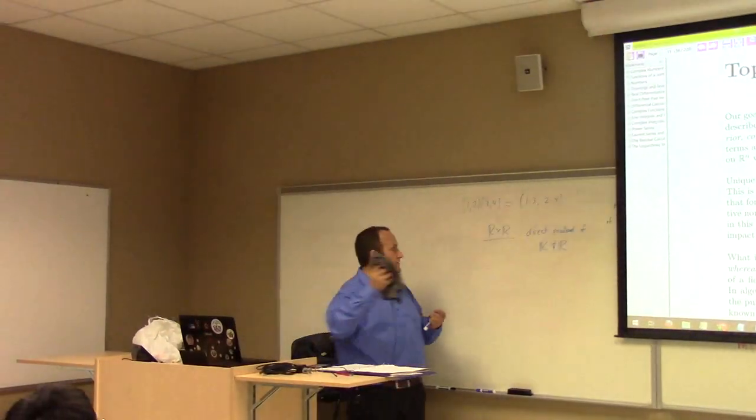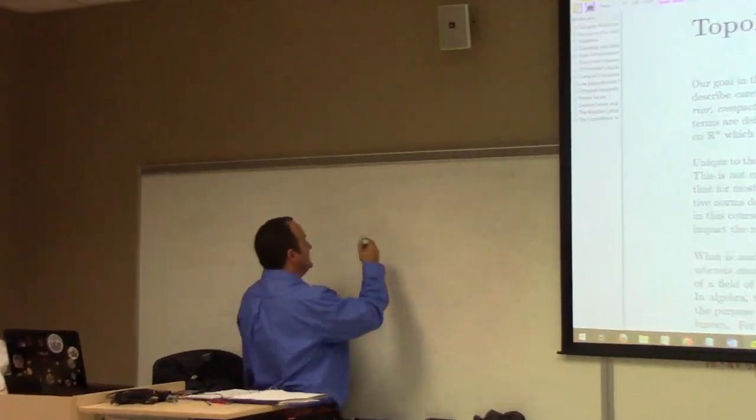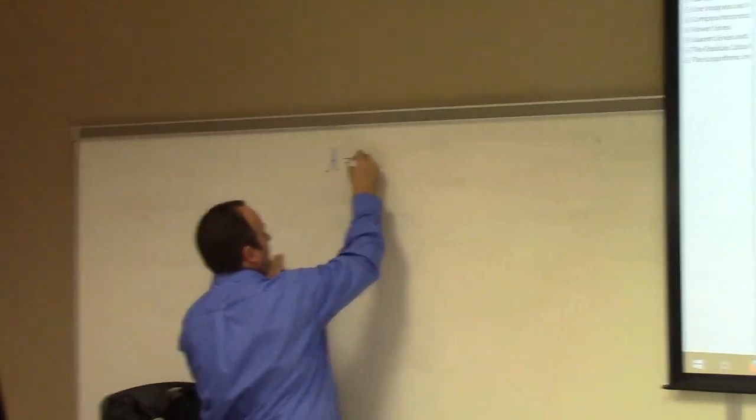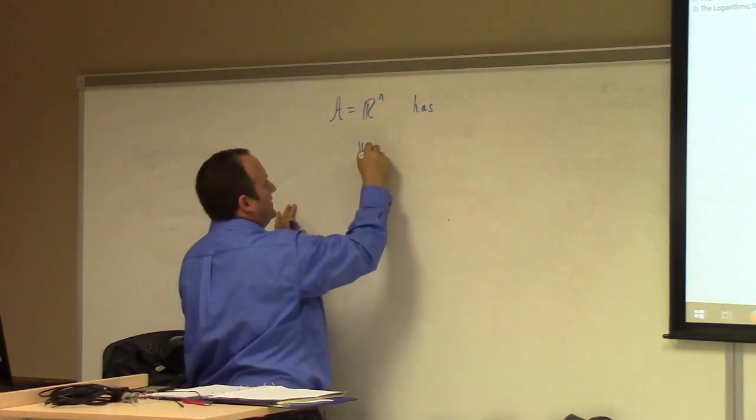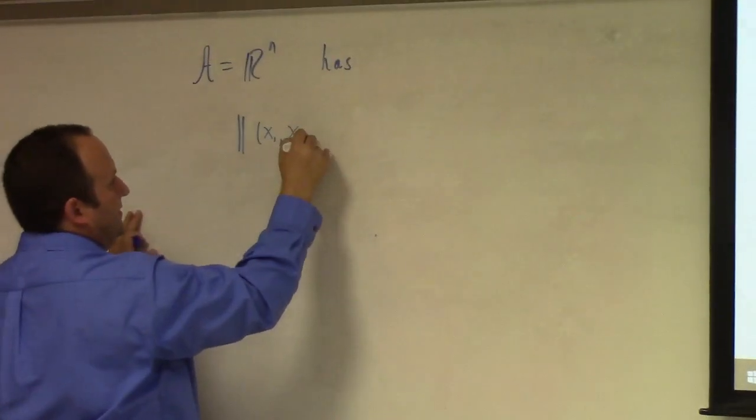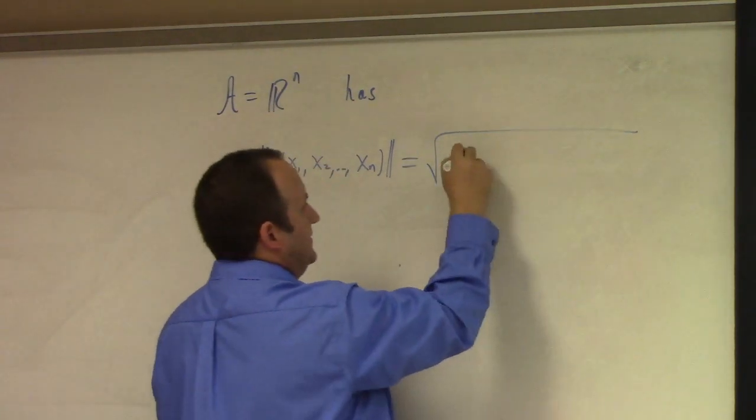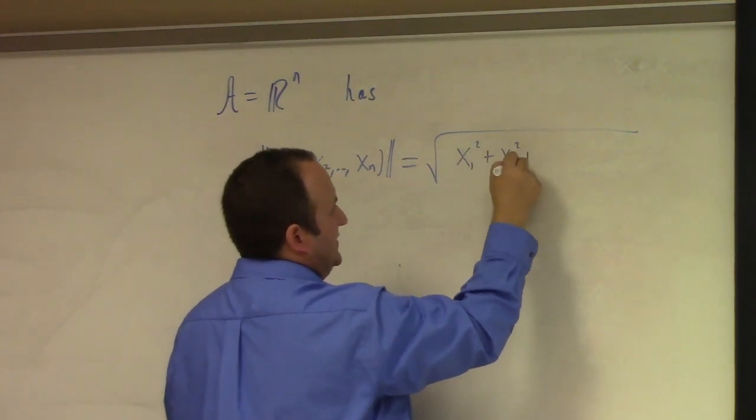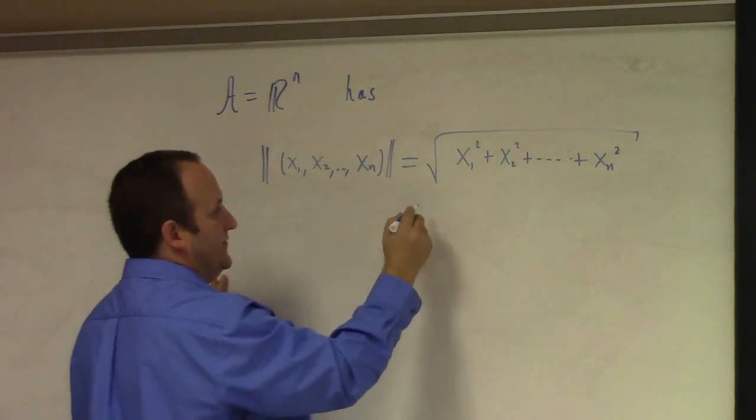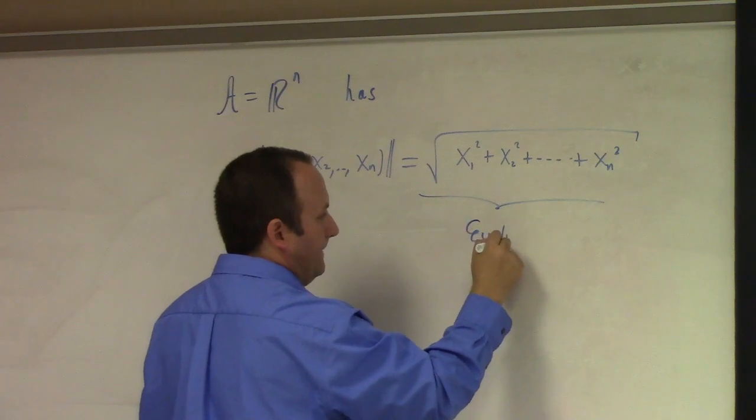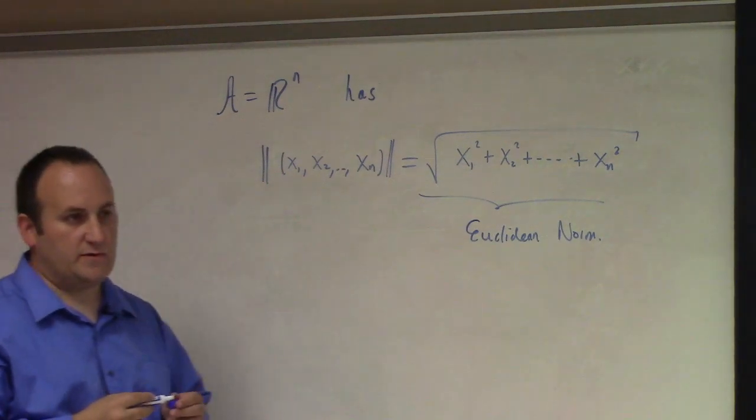So the main thing is we're going to say that A, which is of course Rn, has the norm of, let's say, (x1, x2, ..., xn). What's the norm going to be? It's going to be the square root of x1 squared plus x2 squared plus ... plus xn squared. This is, of course, the beloved Euclidean norm. Now that's our choice, and that's the one I stick with.